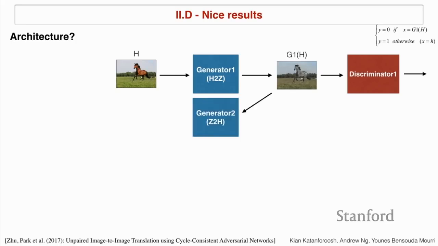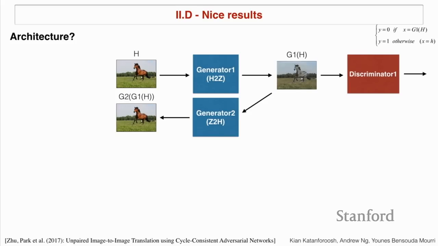On the other hand, and the vice versa is very important, we need to enforce the fact that this horse G1 of H should be the same horse as H. In order to do that, we're going to create another generator which is going to take the generated image and generate back the input image. And this is where we will be able to enforce the constraint that G2 of G1 of H should be equal to H.